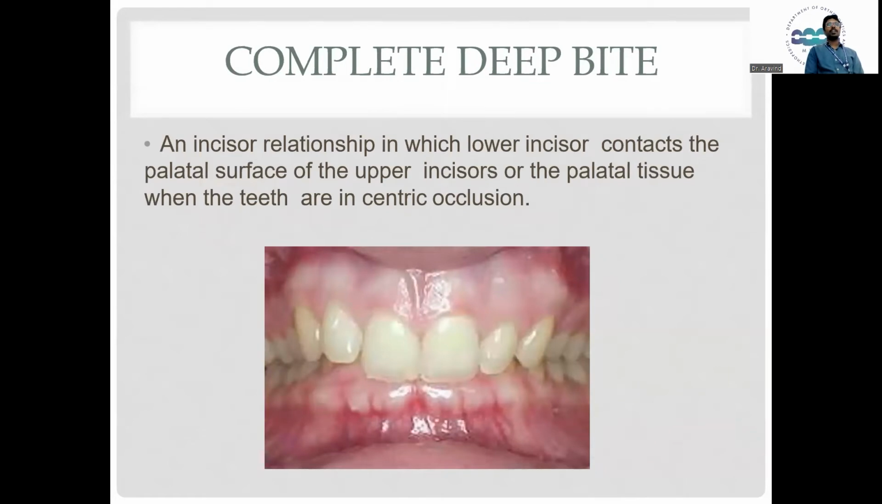Next, coming to complete deep bite. In this type, the incisor relationship will be such that the lower incisor contacts the palatal surface of the upper incisor or the palatal tissue. So there will be some kind of contact happening between the lower incisor and either the palatal tissue or the palatal surface of the upper incisor when the teeth are brought into centric occlusion.